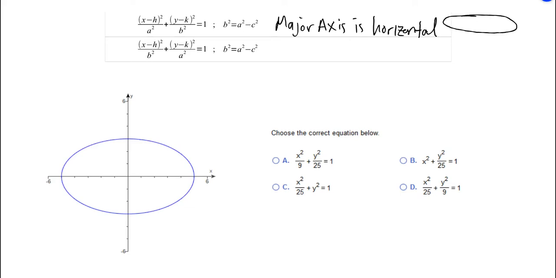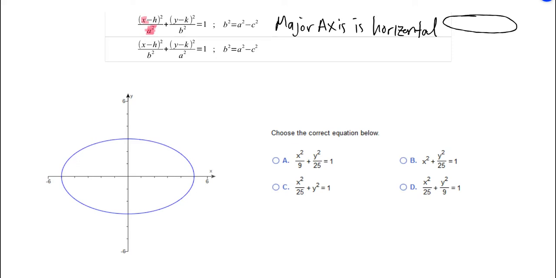And you can tell that this equation is the horizontal orientation by A being underneath the X. A is always going to be your larger number with ellipses, and so the fact that it's under the X means it's going to have that longer ellipse horizontally.